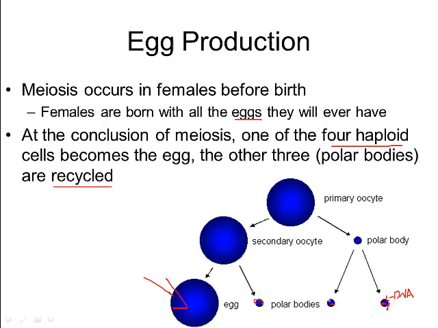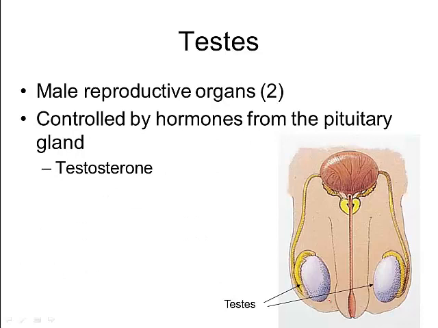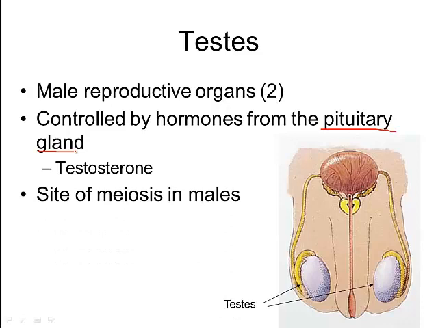Okay, that is different than in males. In males, the reproductive organs are called the testes. They are also controlled by hormones from the pituitary gland up in the brain. The main hormone controlling the process of meiosis in the testes is testosterone. So we're going to have our whole process of meiosis happening in the testes again. There are two testes. They're going to make their sperm, and the sperm would then travel down and out of the penis when ejaculation happens, in the hope of finding an egg.